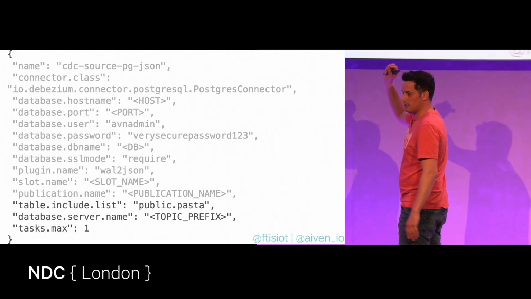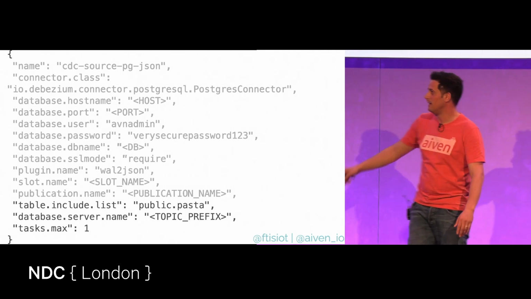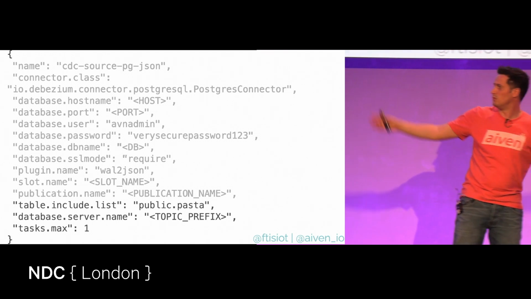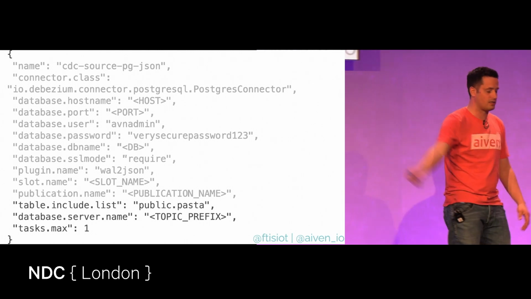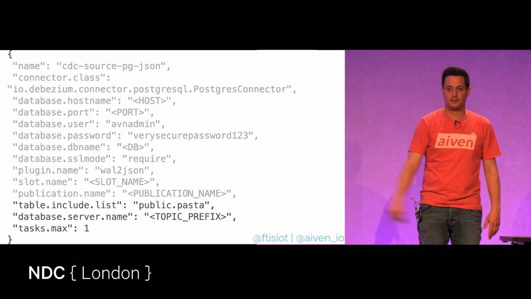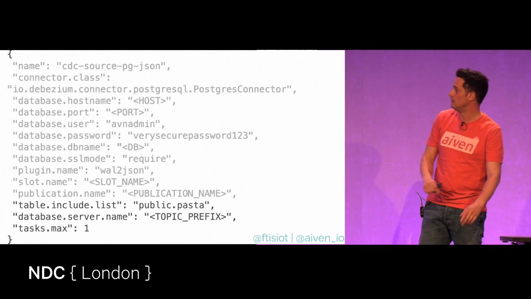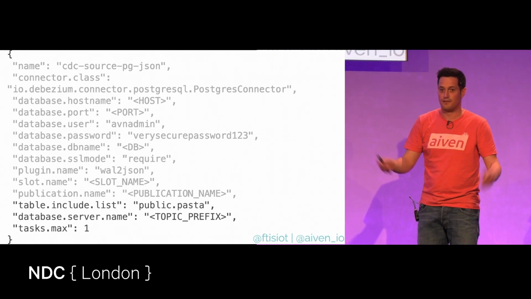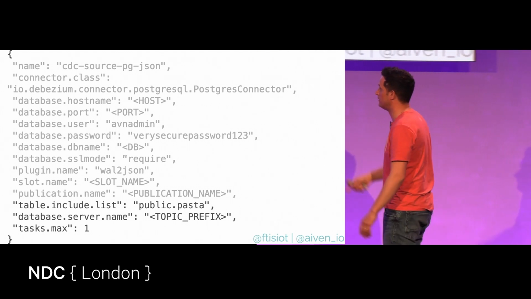Then there is the most interesting parameter here, database server name. What is this? It's the same topic prefix parameter that we had in the JDBC connector, just with a strange name. And then, again, the maximum amount of parallel tasks. In Debezium, you can have only one parallel task per publication. Again, I see your faces. This is not going to scale. Francesco, come on, you need to do better.